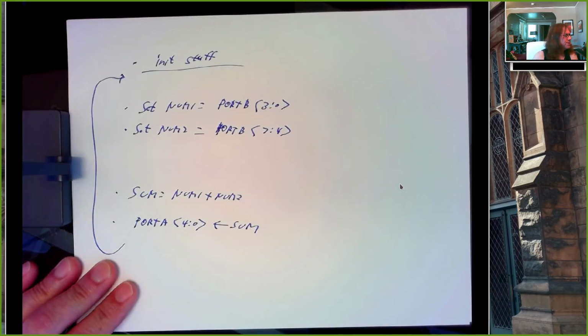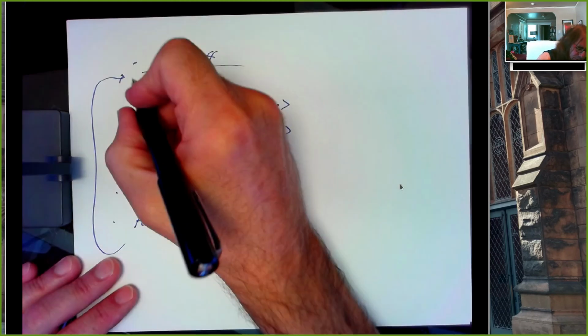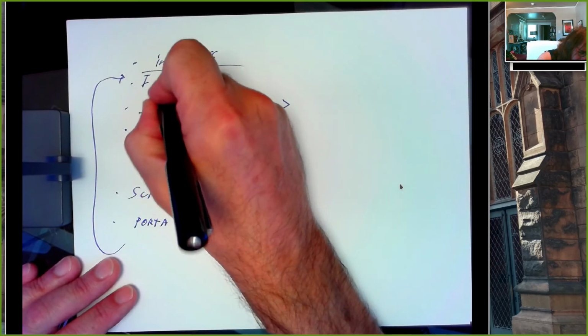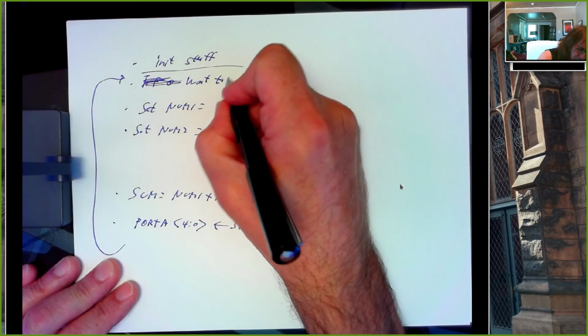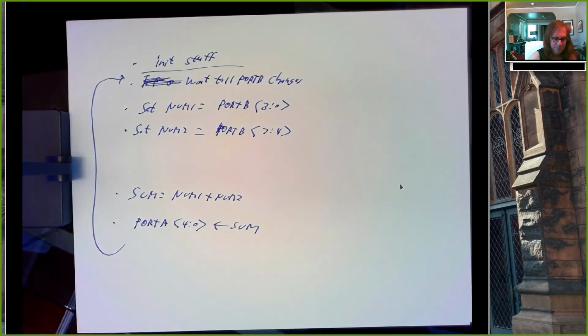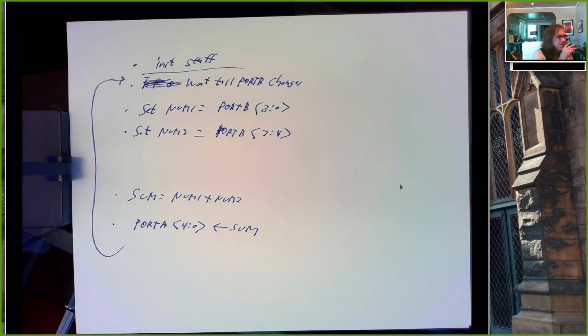Alright, but there's an extra step we need. So with a loop that checks to see if it's changed, and then it does the addition work. Yeah, exactly. But how do we know if it's changed? Well, in pseudocode, I might say something like wait till port B changes. Because if one of your operands changes, then port B is going to change. All right. Well, how do we do that? It's a little trickier than it sounds at first.